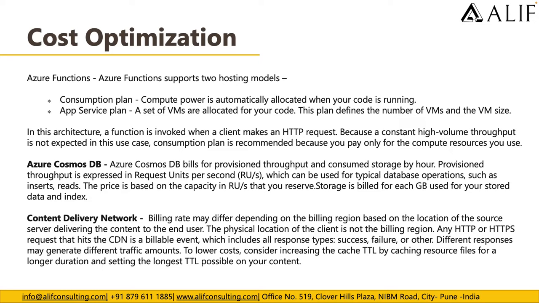But again, you have to think about how much time a function is going to take. Let's take an example: to complete one function run, it's going to take 5 hours or 8 hours. There's no sense in having the consumption plan, because ultimately your Azure Function is going to run 24/7. In that case, you have to go with the App Service plan. For Cosmos DB, you have to think about how many requests per second you are going to need, and accordingly you have to provision Cosmos DB. For CDN, again, the CDN rate may differ depending on the billing region plus the type of CDN you have used.